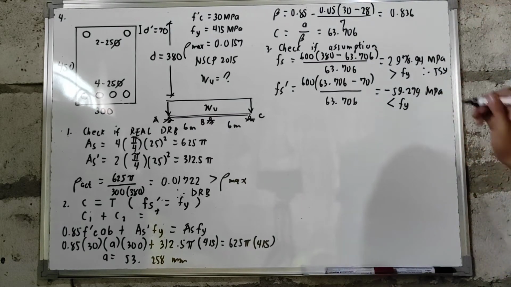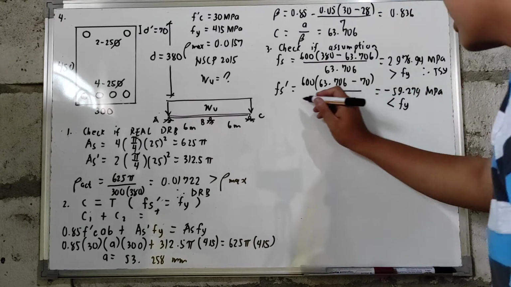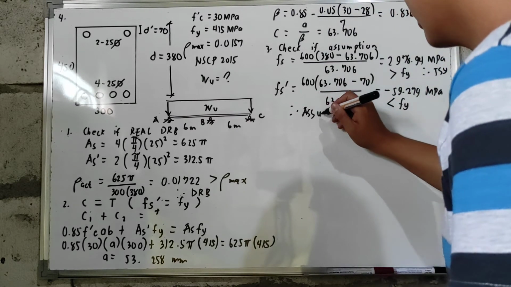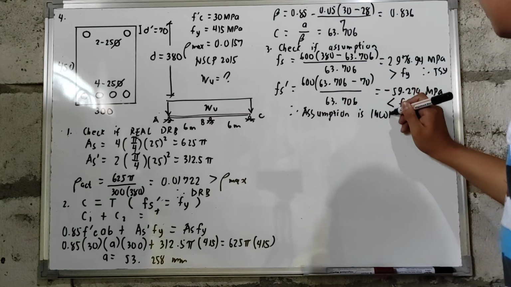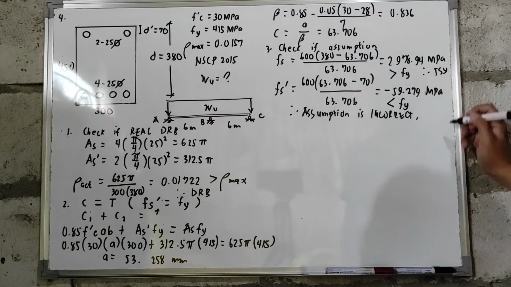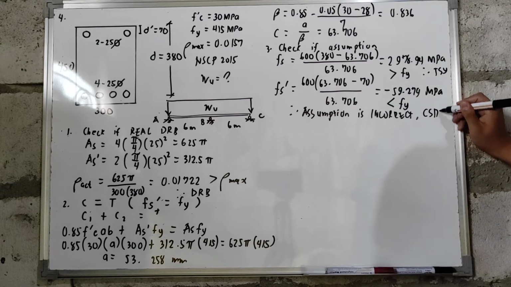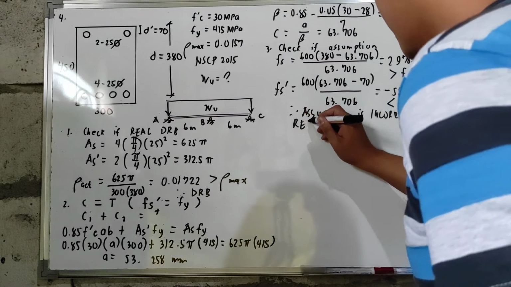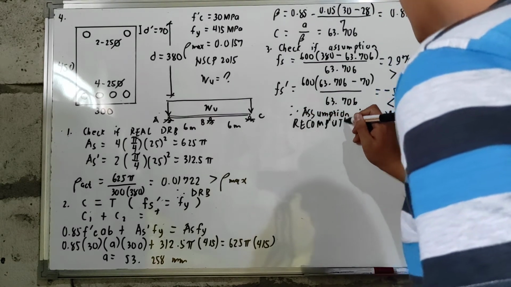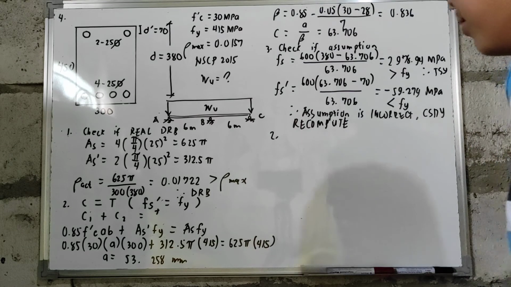Definitely, that is less than the value of your Fy. Meaning to say, your assumption is incorrect. Meaning to say, your compression steel bars doesn't yield. So, kung mali yung assumption mo, recompute tayo. If you are going to recompute, go back to step number 2.